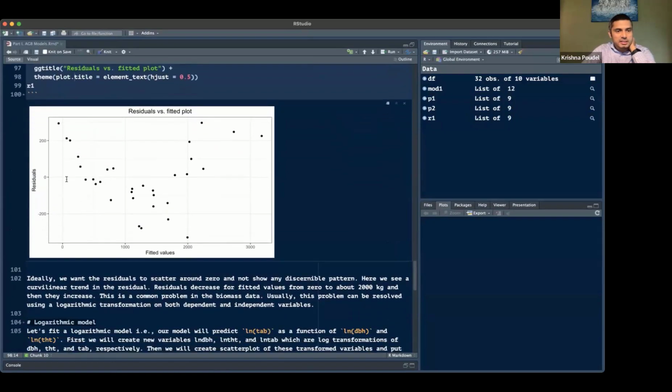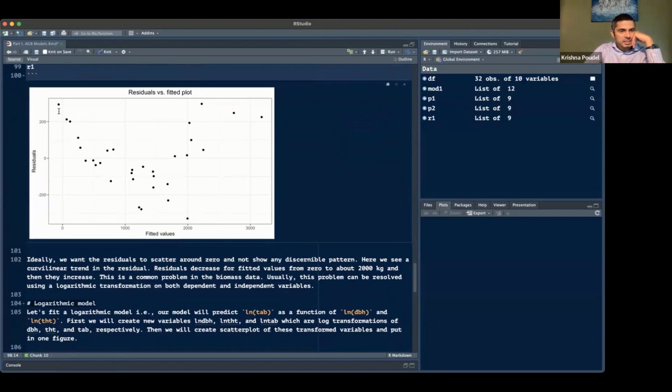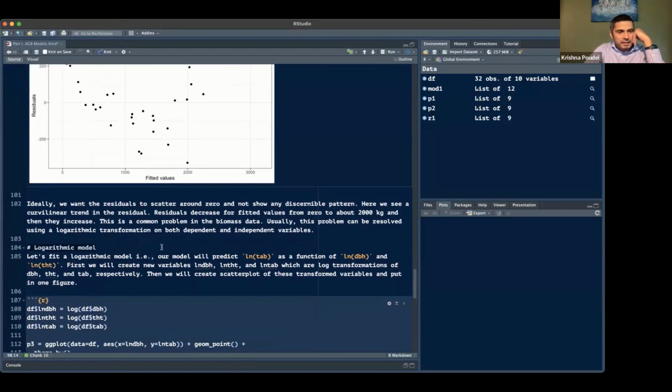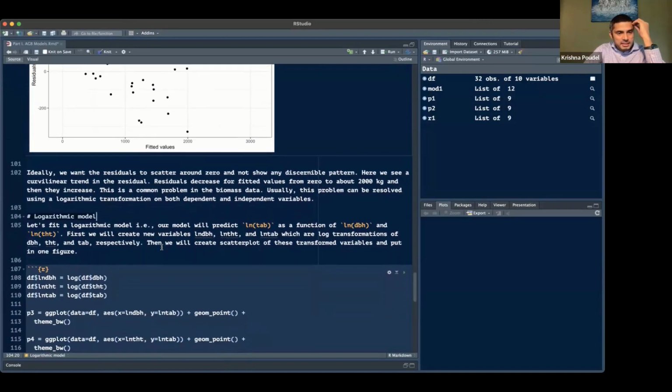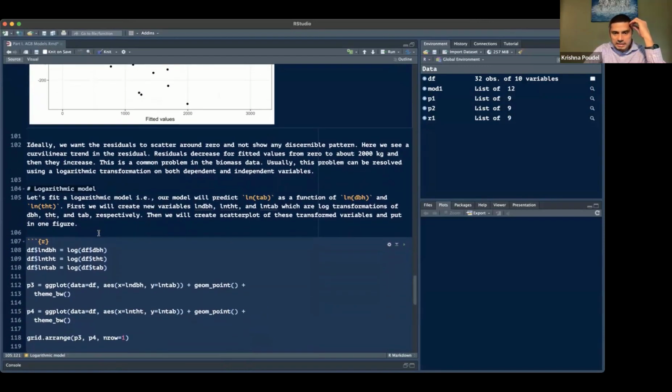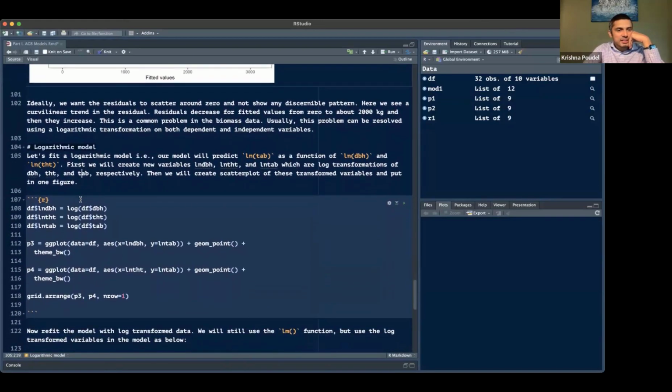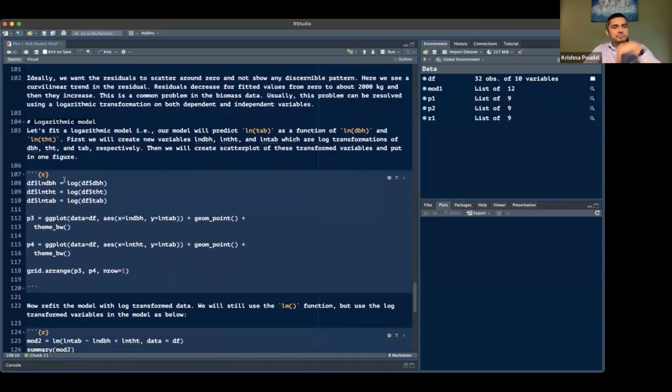And the other thing we see is in the residual plot. Ideally, what we want is these points to scatter around 0 and not show any pattern. But here what we see is the residuals start to decrease, and then as they get close to maybe 1800 or so, they start to increase. So that means there is a pattern, which is not good. And this is one of the common problems in biomass data, and it can be resolved using log transformation of the data. So that's what we will do in the next lines of code.